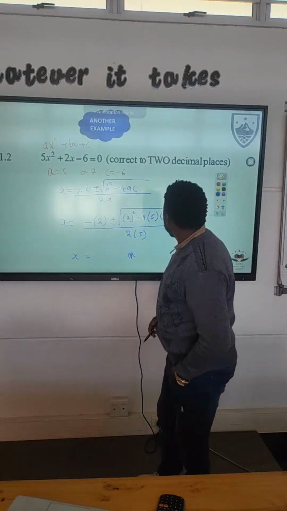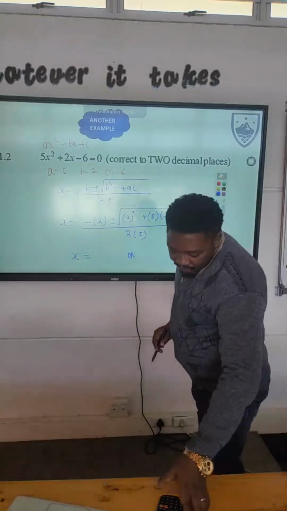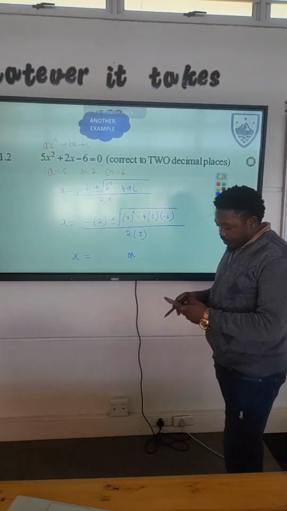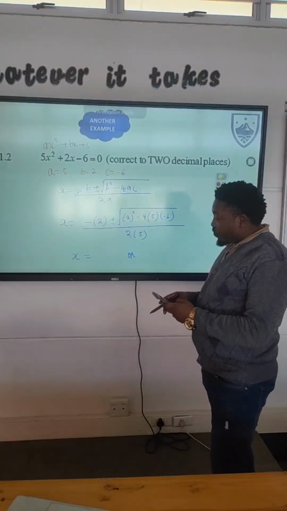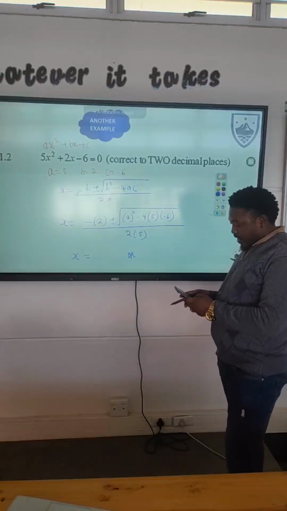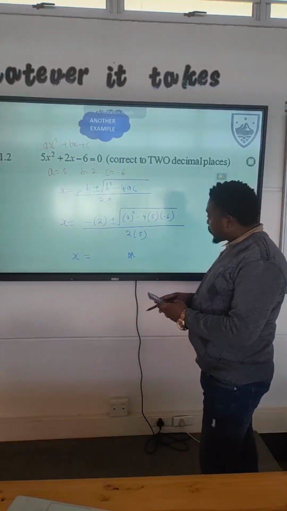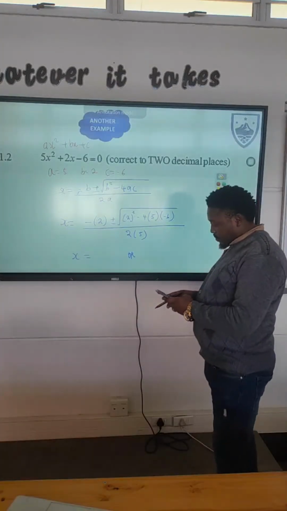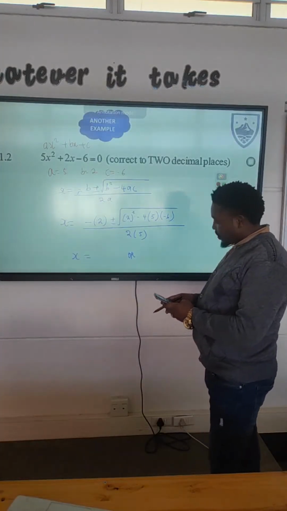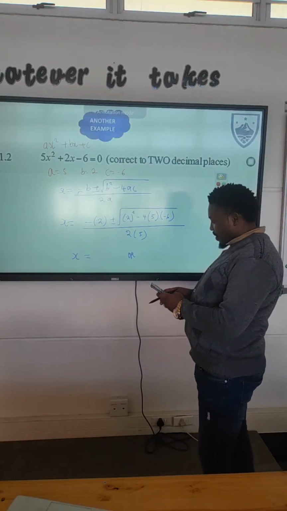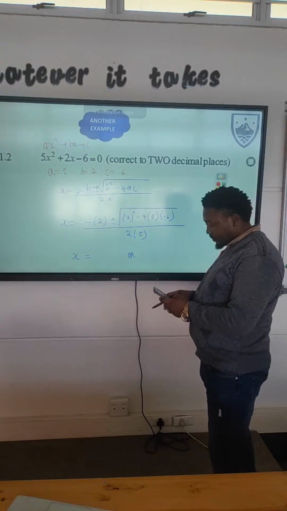Please confirm those values. How much do we get? Let me quickly do mine. I'll have a -2, I'll have a plus, the square root, I'll have 4, and then plus 4 times 5 times 6.